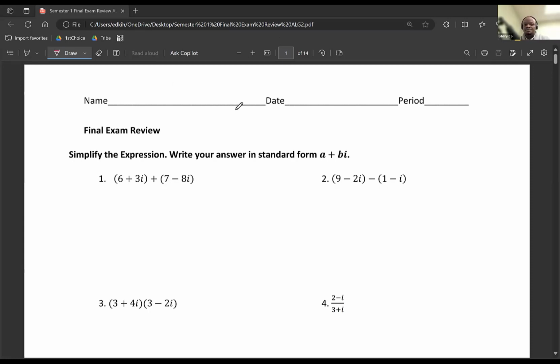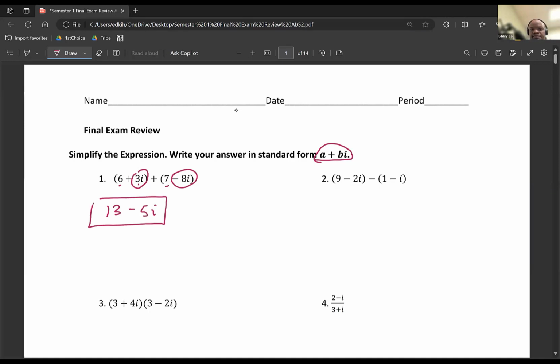So question one, simplify the expression, write your answer in standard a plus bi format. So this is the standard form of a complex number. Literally, this is telling you to add. So you just combine like terms. 6 plus 7, these two are like terms. You end up with 13. 3i minus 8i, these two are like terms. You end up having negative 5i. That's it. Question one's done.